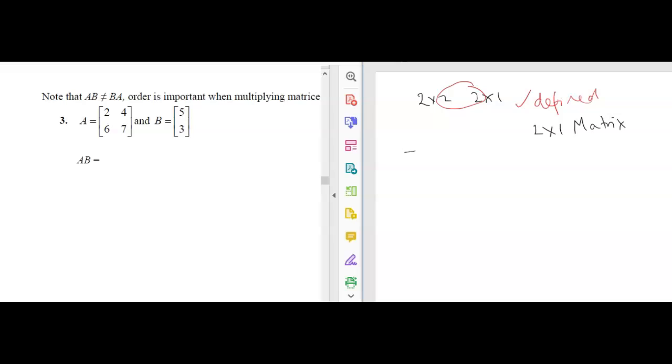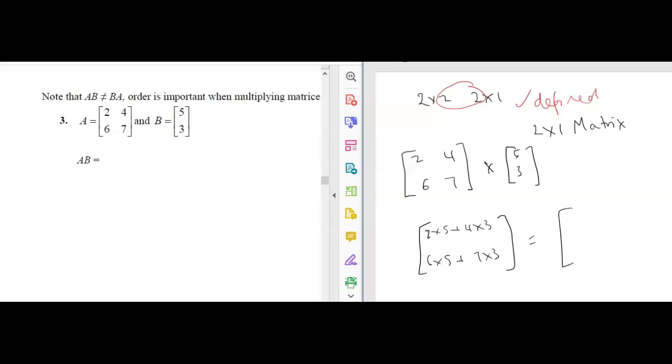Okay, so let's just write the matrices down. 2, 4, 6, 7, and then 5, 3. And it's going to be a 2 by 1 matrix. All right, so 2 times 5 plus 4 times 3, and then 6 times 5 plus 7 times 3.